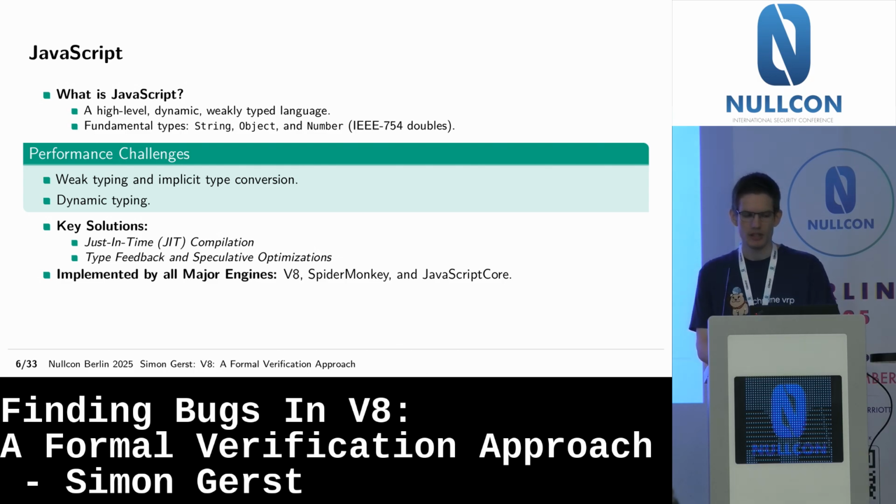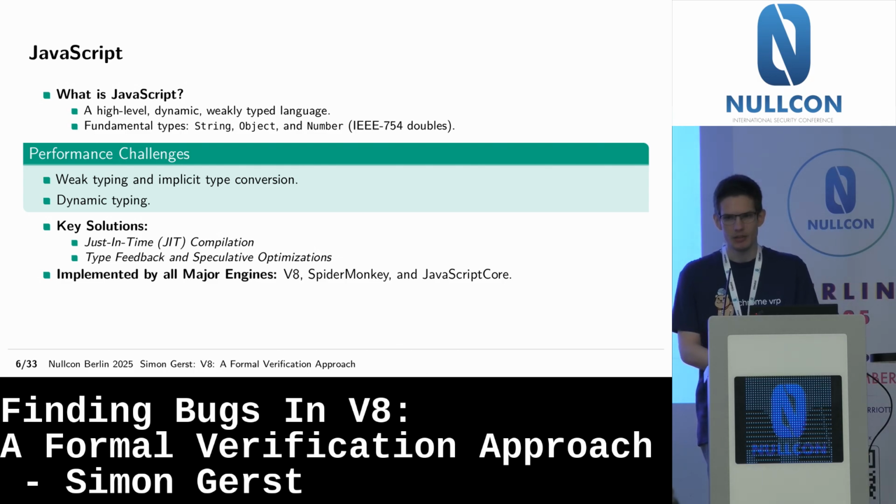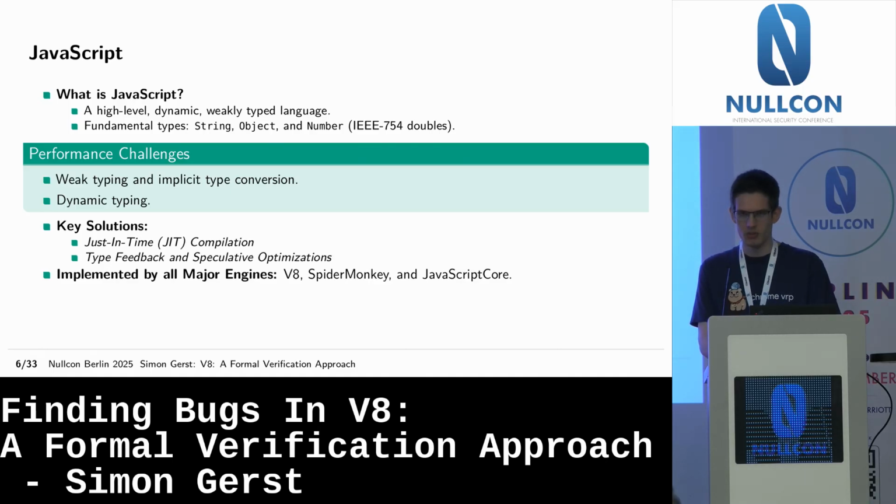You have weak typing and implicit type conversion, dynamic typing. So for example, if you do x plus y, this can be pretty expensive because you do not know whether x is a string, an object, or actually a number. And this leads to pretty inefficient code in the general case. The key solutions are just-in-time compilation, type feedback and speculative optimizations. Every big JavaScript engine implements this: V8 for Google Chrome, SpiderMonkey for Firefox, and JavaScriptCore for WebKit.